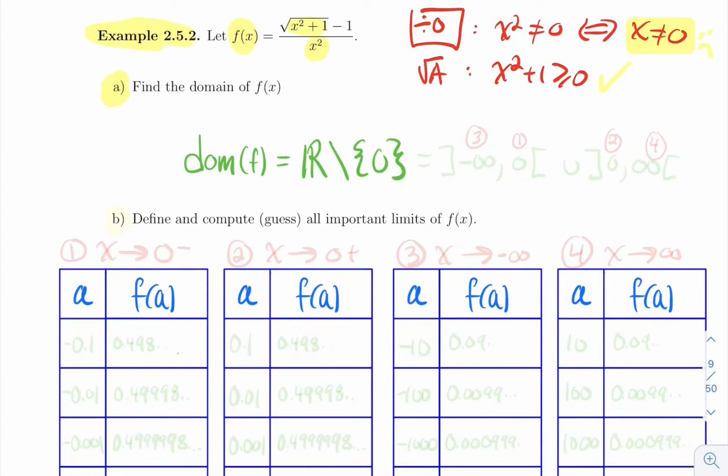And I find the best way to see the open endpoints is to always write your domain using interval notation. So anything but 0 is from minus infinity to 0, union 0 to infinity. So here, what do we have? We have 4 open endpoints. I like to start with the numbers, but it really doesn't matter which one you do first. So I will start with the left side of 0, then the right side of 0. It crashes at 0, so I want to understand what's going on. And then I'll check what's going on at minus infinity, and then at infinity. So 4 open endpoints, 4 important limits. So the next part, let's define and compute.